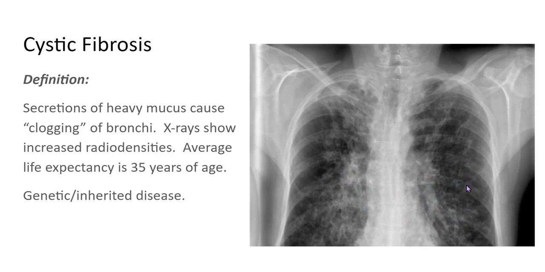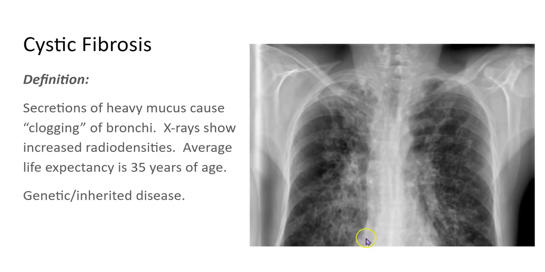So that is the mucus clogging the bronchioles. Now, the average life expectancy of a patient with cystic fibrosis is only 35 years of age. And if you think about it, this makes sense. If you have heavy secretions, heavy mucus clogging the bronchi, breathing is going to become impossible eventually. This is really sad, and I've worked with patients with cystic fibrosis, and it is very sad to see someone so young suffer. But again, this is a genetic and inherited disease, which makes it even scarier. It's not influenced by our behaviors or our actions.